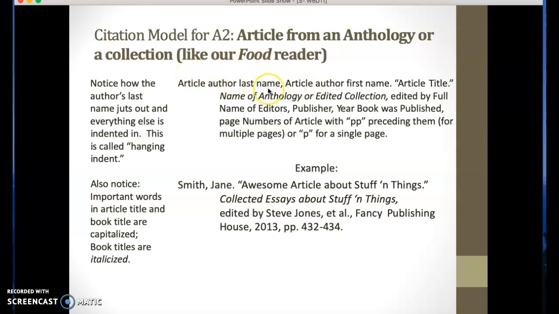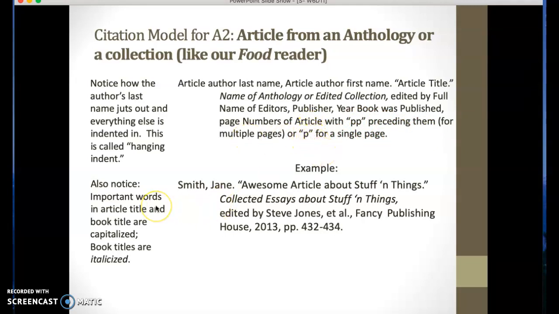So it'll start with the article author, first and last name, and then the article title in quotation marks with a period. You'd put the name of the anthology or the edited collection, and then "edited by" and the full name of the editors, the publisher, the year the book was published, and the page numbers of the article with PP preceding them if there are multiple pages, or if you're only referencing one page, you can just use a single P.